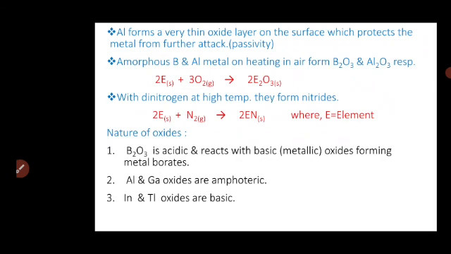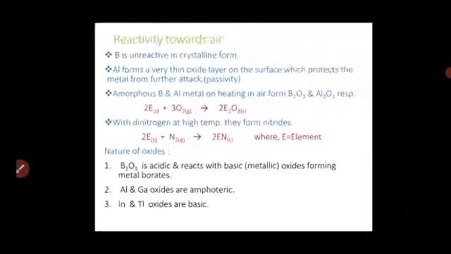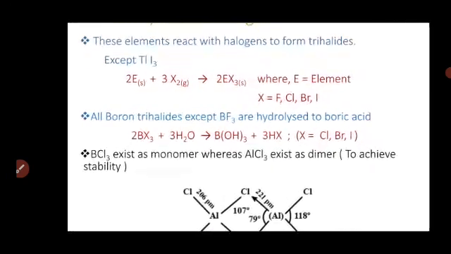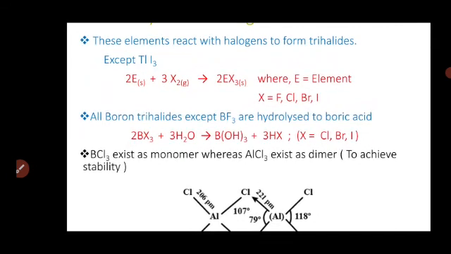There is one more thing, that is B2O3 is an acidic oxide and it reacts with basic oxides forming metal borates. Okay. Let us see how they react with halogens. Halogens means X2. So X is fluorine, chlorine, bromine, iodine, and E is the element. So here is the general equation. All of them form trihalides, EX3.